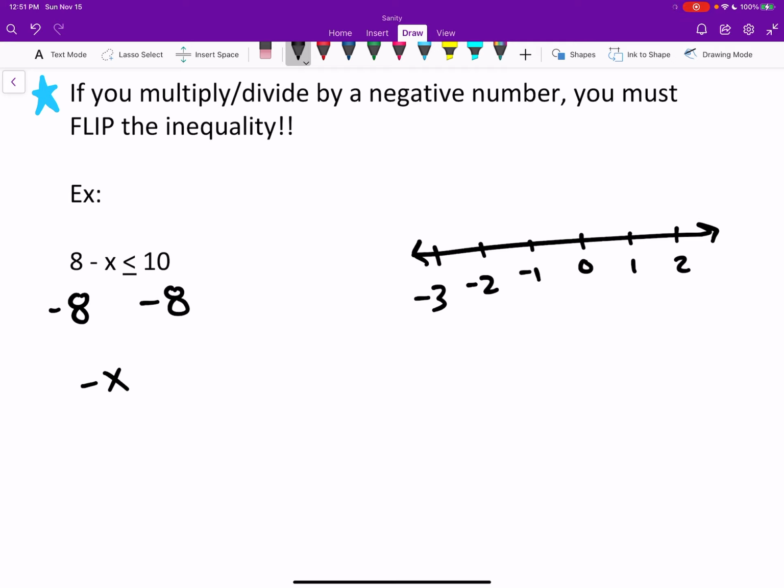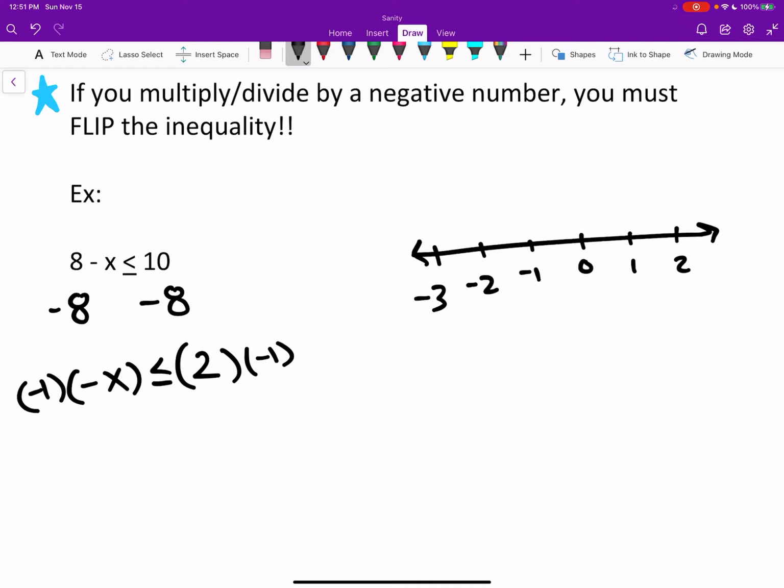And now I have negative x is less than or equal to 10 minus 8, which is just a positive 2. I'm left with negative x, and I want just x, right? So to get rid of that negative, you could multiply or divide by negative 1. Doesn't really matter, just as long as we change that sign so we have a positive x. I like to just multiply by negative 1. Again, this is the same thing that we do when we solve our equations.